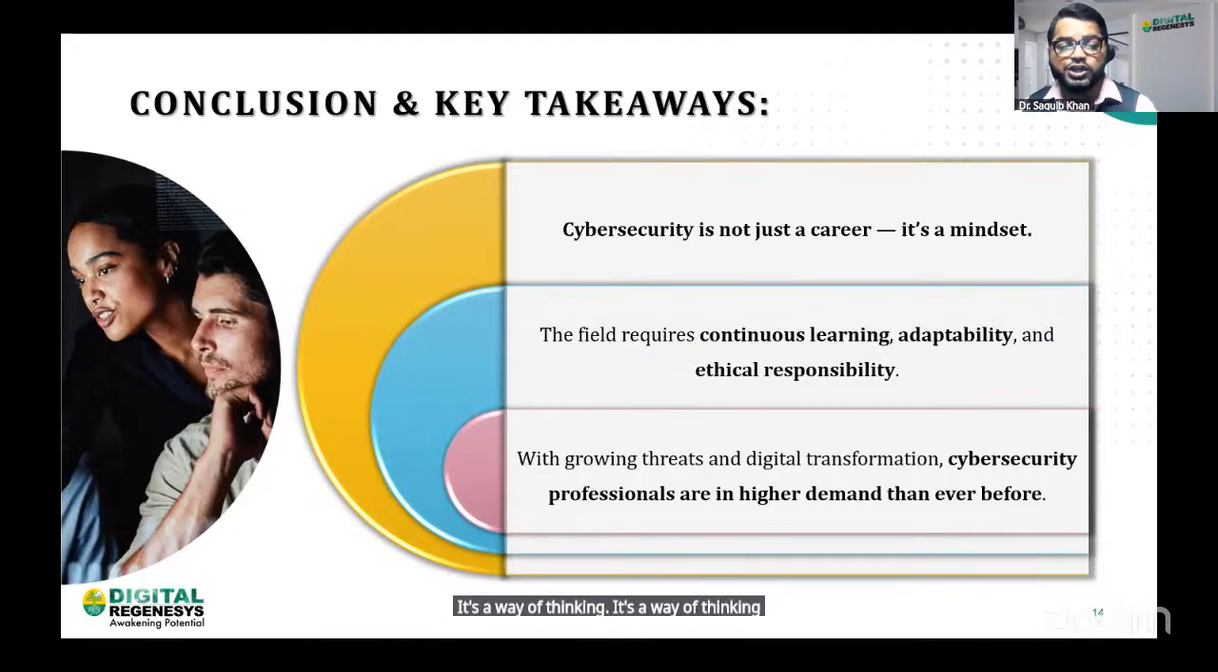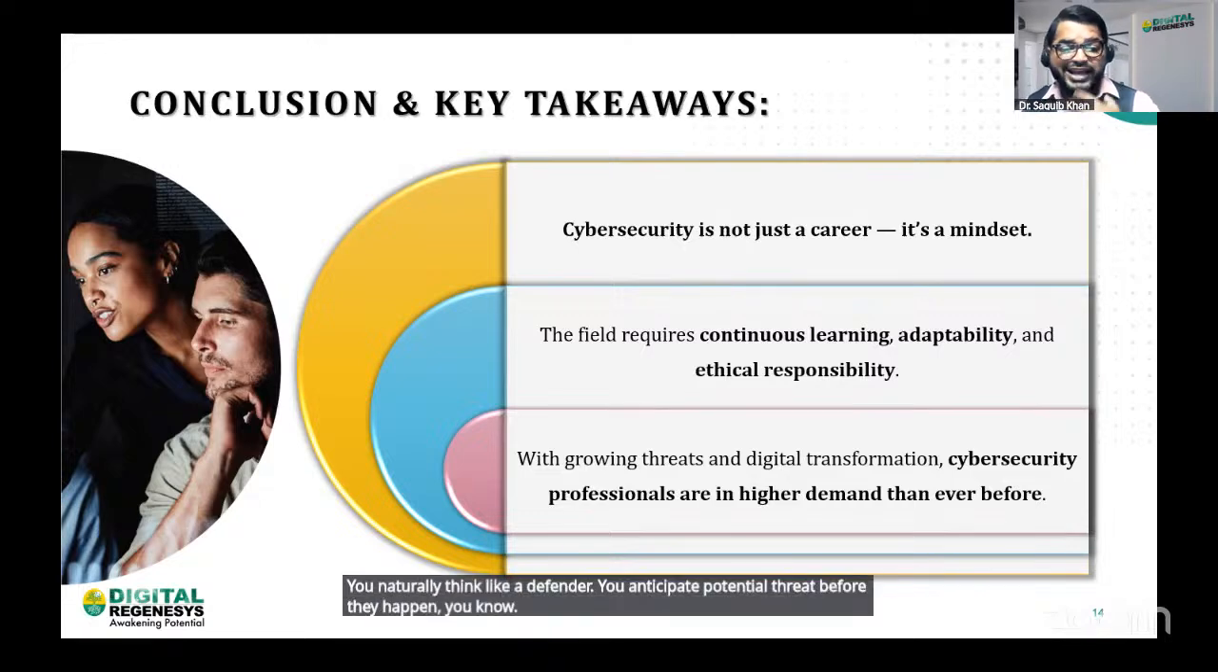You constantly consider risk, vulnerability, and protection in everything digital. A cybersecurity mindset means you naturally think like an attacker. You naturally think like a defender. You anticipate potential threats before they happen.